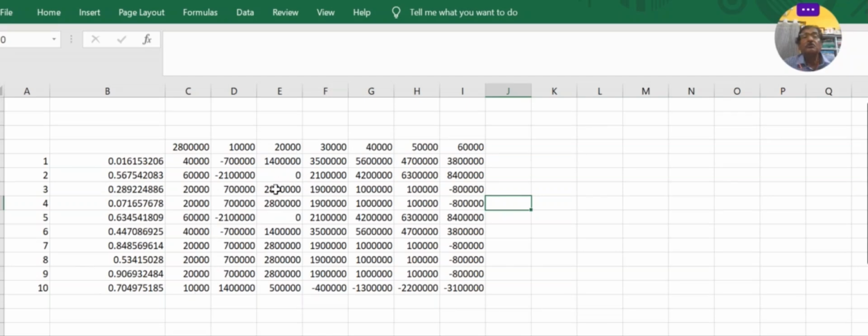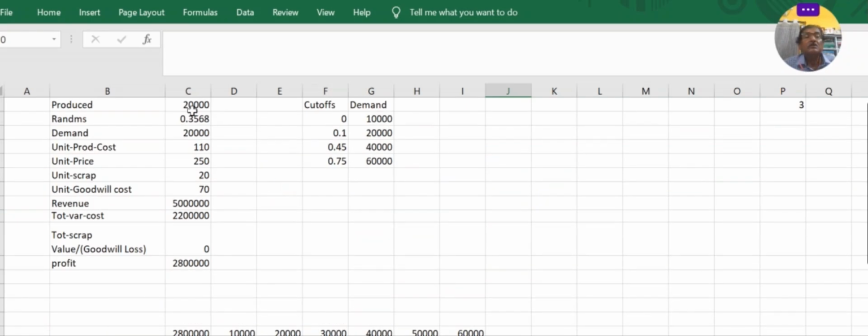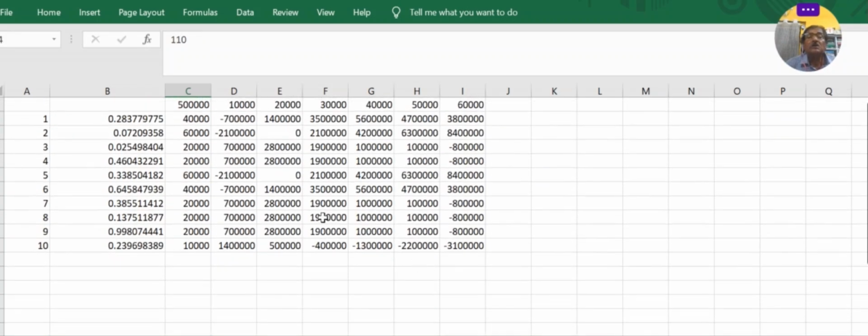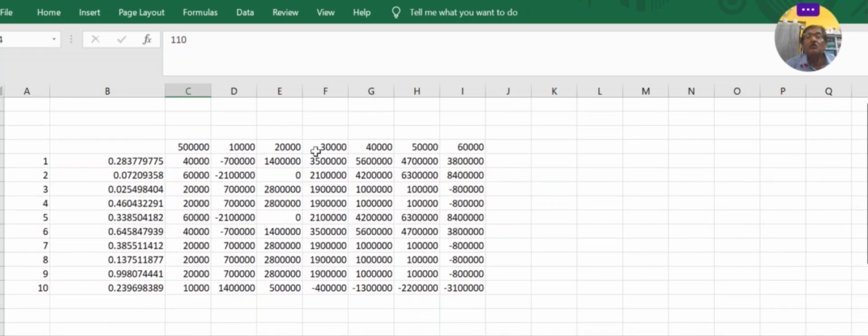Demand 10,000, production 20,000. Forcefully I am writing 10,000. You will see the profit will be 5 lakhs only. Check, it is 5 lakhs. That means the calculation of profit for different production units and for different demand is correct.